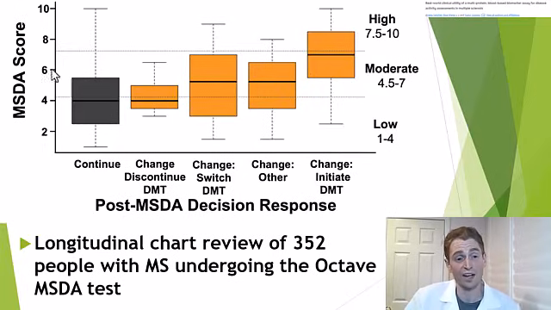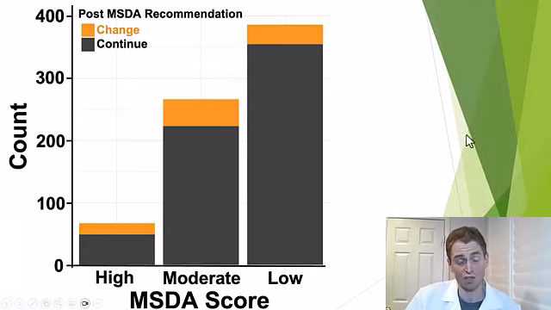However, if you look at the other 4 columns, continuing the medication, discontinuing the medication, changing to a different medication, they're all roughly the same. That's more clear in this graph. Even people who have high or moderate scores, it seems like the doctor is recommending essentially to stay on the same medication. So I don't know how much doctors are trusting the score.